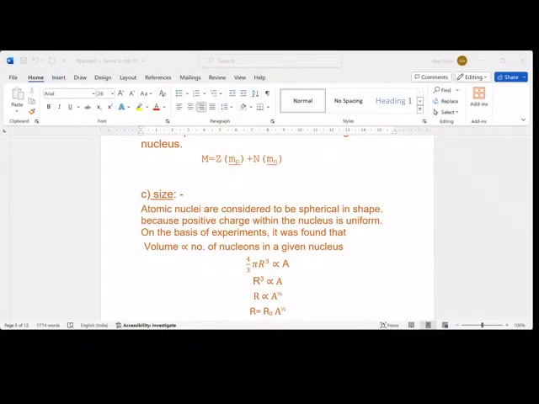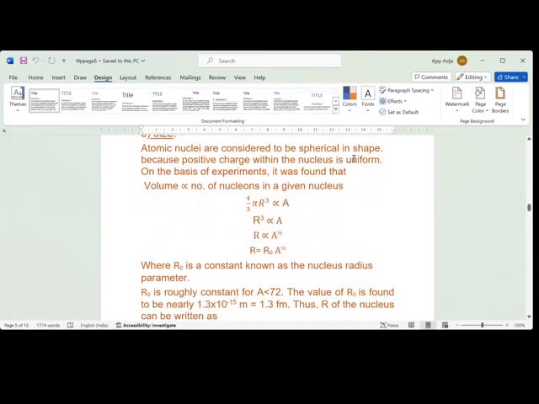This is the third video of our series on nuclear physics. We are discussing the chapter nuclear structure and basic properties of the nuclei. The two properties, charge and mass, we have already discussed in the previous video. In this video, we will discuss four other properties: size, density, nuclear spin or angular momentum of the nucleus, and fourth, the magnetic moment of the nucleus. So let us start with the third property, that is the size of the nucleus.